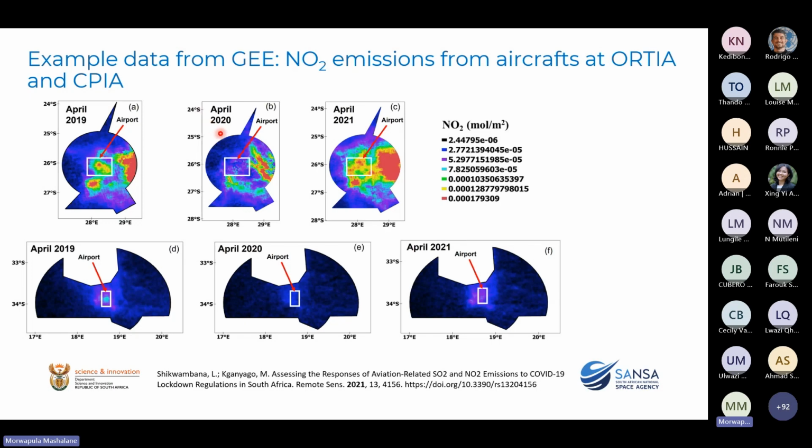If you look at the same time during the lockdown period, we see that there were less NO2 emissions from the airport because all the planes were grounded. Air travel was restricted. And then we looked at the same area a year later and could see NO2 started picking up because air traffic was increasing. We saw the same thing at the bottom three figures here for the Cape Town International Airport.